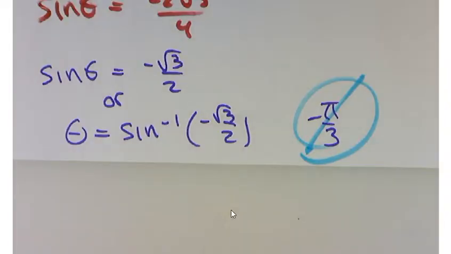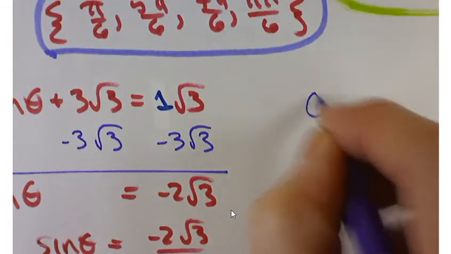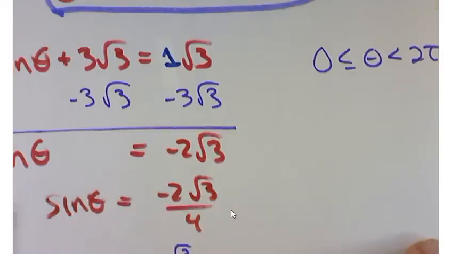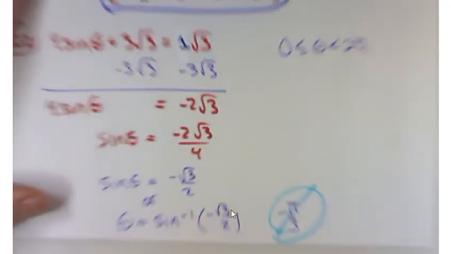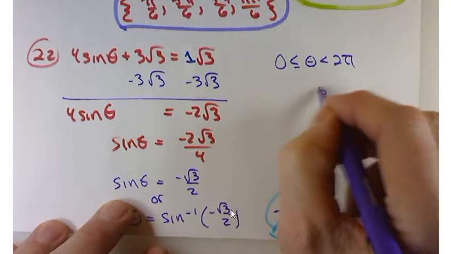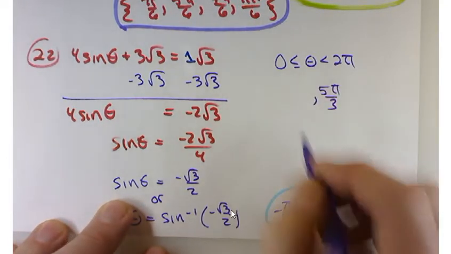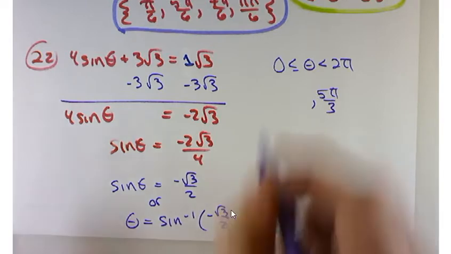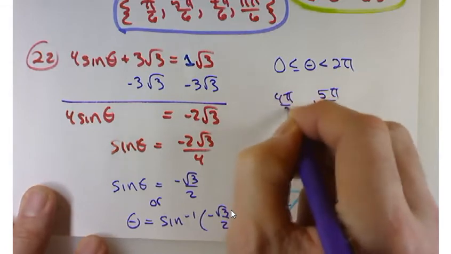Well, kind of like the first problem, we're looking for theta to be between 0 and 2 pi. And a negative angle just doesn't cut it. So you have to use the positive angle here. So instead of negative 60, it's positive 300. And 300 is really 5 pi over 3. What's the other angle that has this as a sine? 4 pi over 3. Good.